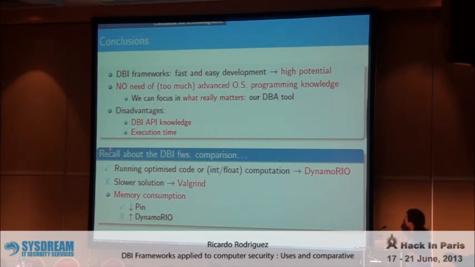Recall that we have seen the frameworks comparison. If you want to run optimized code or code that uses high computation in integers or floats, you need to use this one. Valgrind is the slowest solution, and for memory consumption, if you are interested in using less memory, the best is Pin.